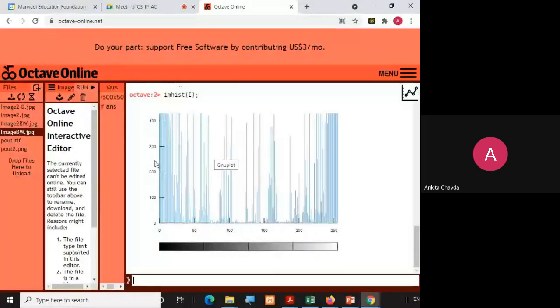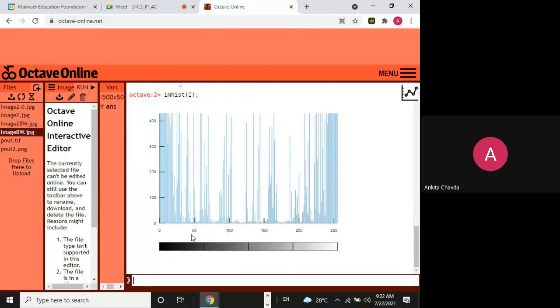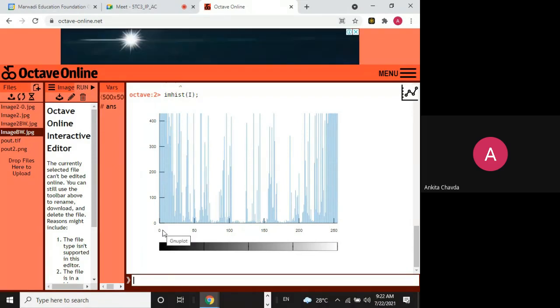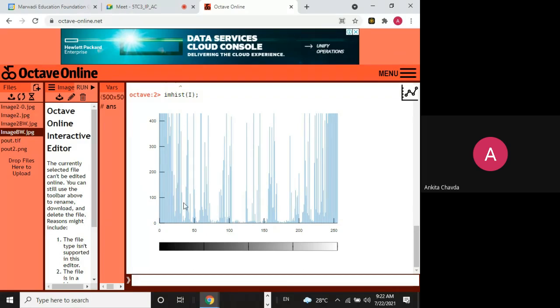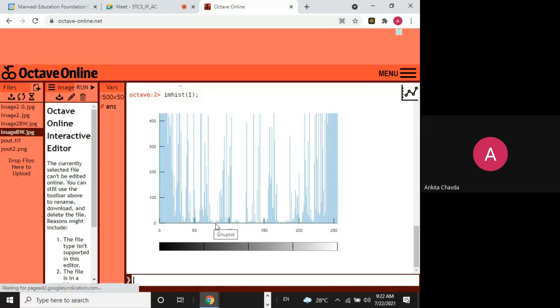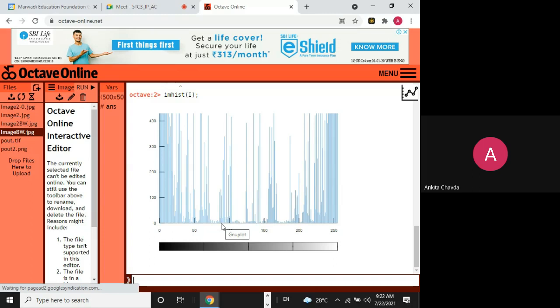Okay. So here, all these are the number of pixels. You can check on the 0th level, the black color pixels are more than 400. On the left-hand side, this is your number of pixels. So from 0 to 400, here also 1, 2, 3, so many gray levels are there. In between, somewhere there are no pixels also. You can check, very few, around 2 to 3 pixels, right?